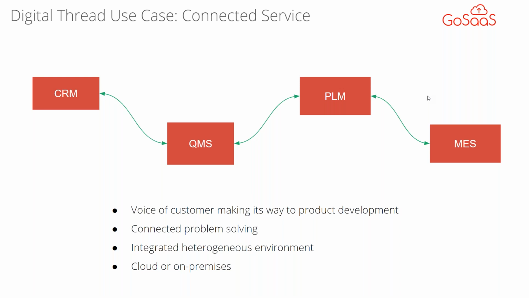Today we talked about connected service, where customer service can work with the quality team. In the future we will talk about some other use cases as well and see how you can realize a digital thread vision into actual systems. With connected service, if I look at some key benefits, it helps the voice of the customer make its way to product development. Whether it's issues, feedback, or any comments from customers, they flow from your customer service organization into the quality system and product development and design.